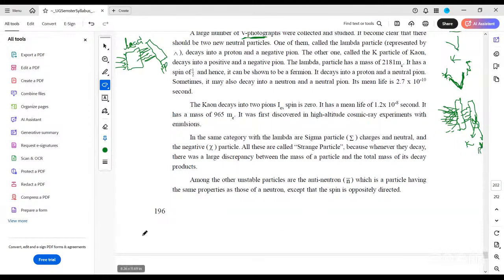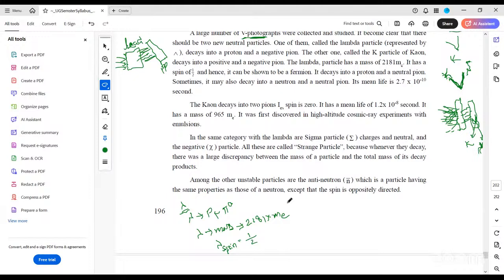First, we will see the properties of lambda, how lambda is forming. Lambda is formed with a proton and pi naught. The mass of the lambda is 2181 times the mass of the electron. And the spin of this lambda is 1/2.